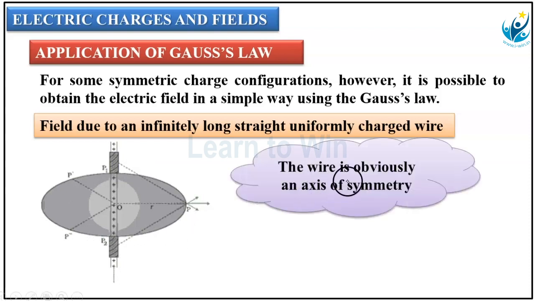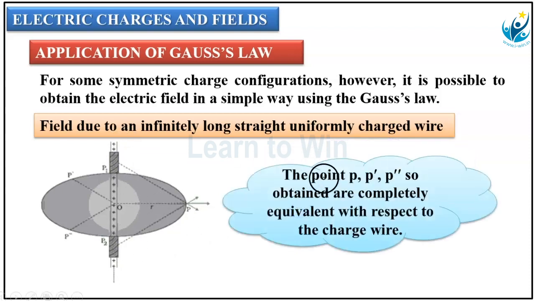Now, the wire is obviously an axis of symmetry. The points P, P dash, P double dash obtained are completely equivalent with respect to this charge wire. With respect to this wire, P, P dash, P double dash all are at same distance. Why? Because this is a circular path. The wire is situated at the center of the circle.